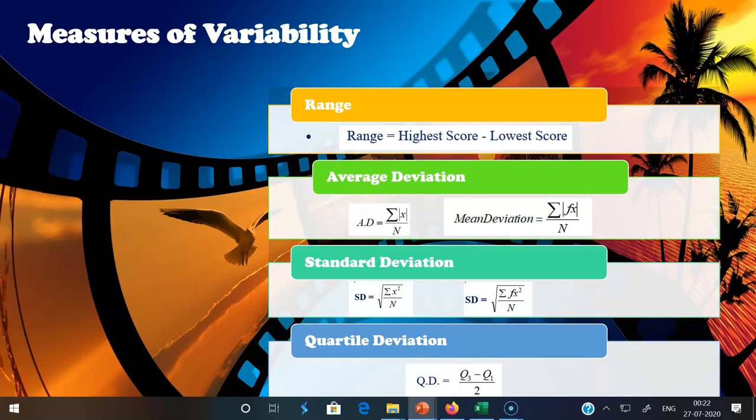The first one I am going to highlight is the range. Range is given by the highest score in the distribution minus the lowest score of the series. Range is the difference or the interval between the largest and smallest item. Symbolically, it may be written as range equals the highest score minus the lowest score.